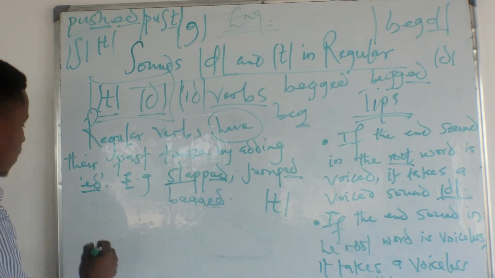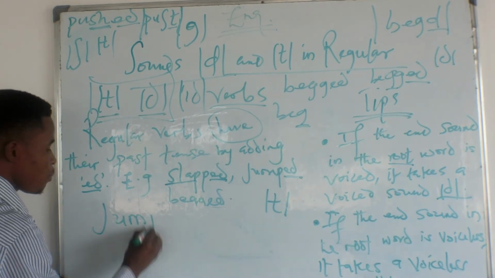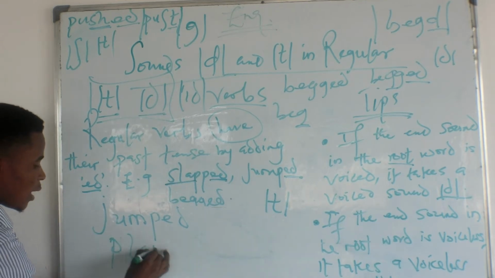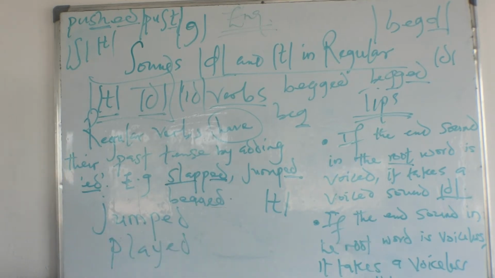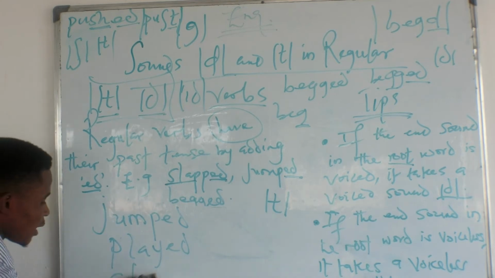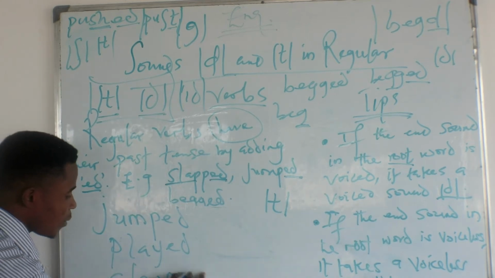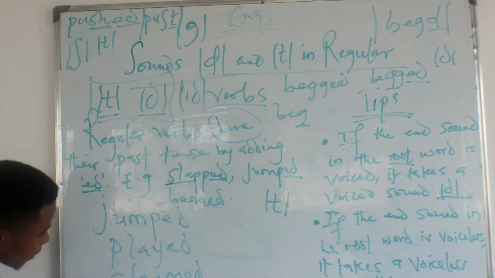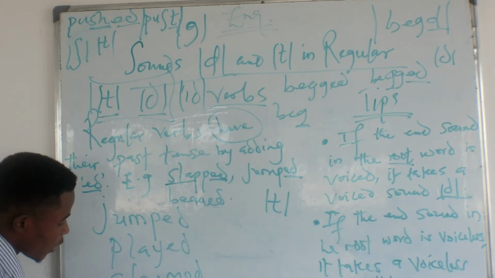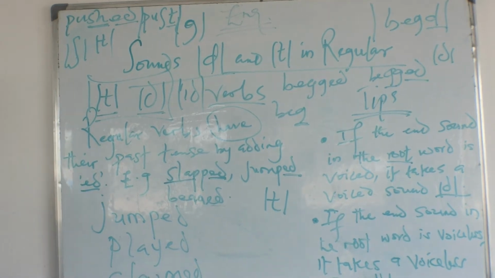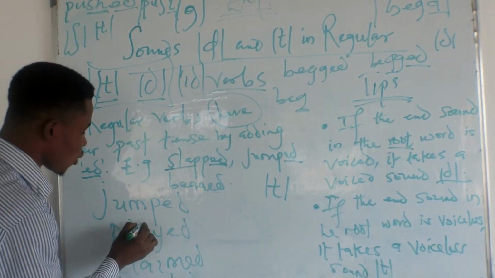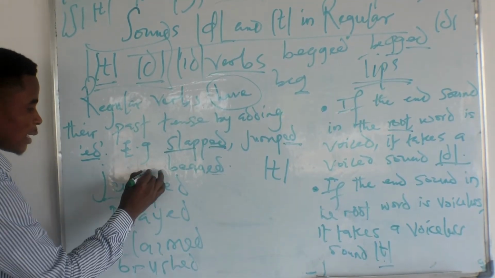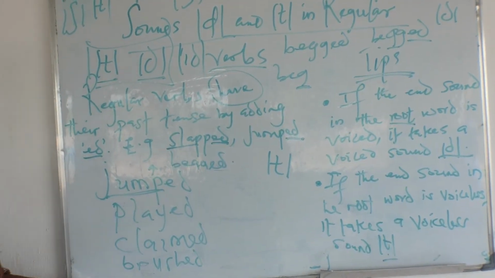Let's consider jumped. Let's consider played. Let's consider claimed. And let's consider brushed. Alright? So let's look at the root word. The root word in jumped is jump. And the end sound is p, which is voiceless.